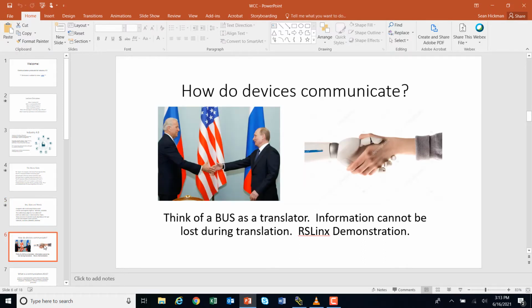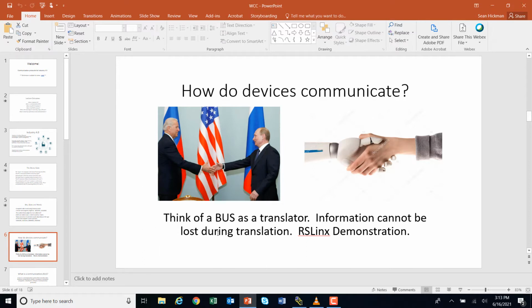Now, just recently, we're going to talk about how these devices communicate. The President of the United States met with the President of Russia, and I was wondering, I had to Google this, does the President of the United States speak Russian? And I wondered if the President of Russia speaks English. Well, they don't really speak that very well. And so what they had to do is they had to use a translator, all right?